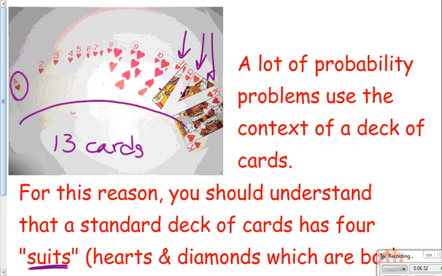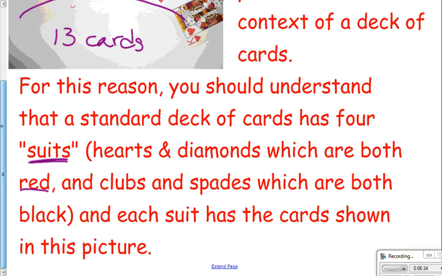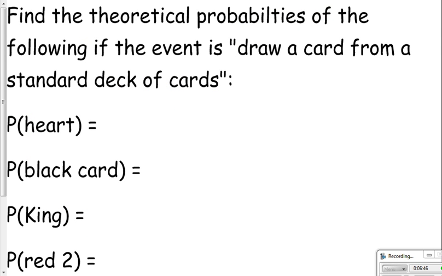Now, the reason I started talking about cards is because cards are often used as a context for a lot of probability questions. And so you do need to have some awareness of what a standard deck of cards is in order to understand those particular problems. All right, our next slide says find the theoretical probabilities of the following if the event is draw a card from a standard deck of cards.